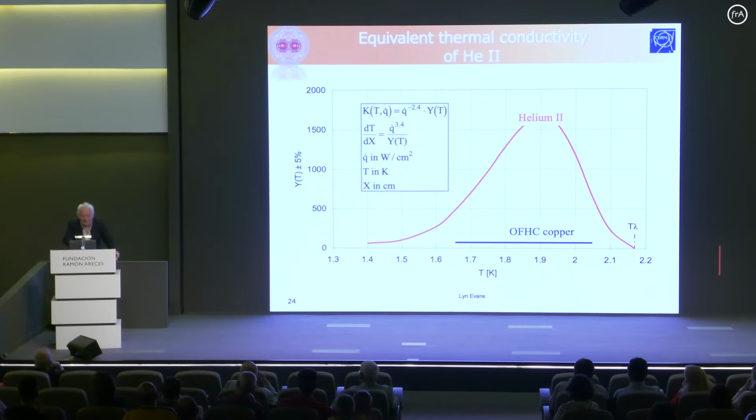This is a graph of the thermal conductivity of liquid helium below the lambda point, T lambda, 2.17 Kelvin. And you see it peaks at 1.9 Kelvin. And it's huge. This is the best copper, oxygen-free, high-conductivity copper, which is probably the best other conductor that we have. And this is an order of magnitude higher in thermal conductivity.